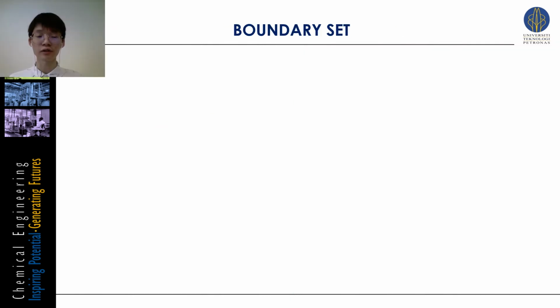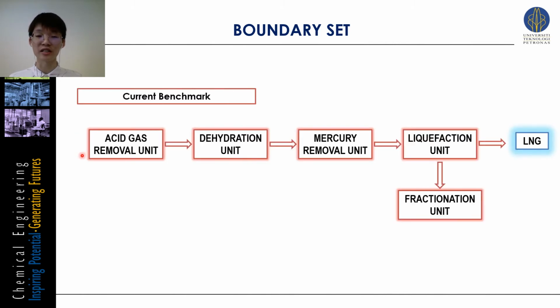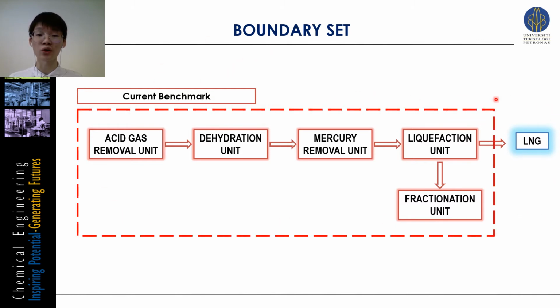Right now, let us look into how an LNG plant actually looks like. So basically, this is the flow of an LNG plant. We have the AGRU, dehydration unit, mercury removal unit, liquefaction, and we produce our LNG. So for the current benchmark, the boundary set is actually at all of this region. It means that it's from the beginning till the end. But is it valid because we are just looking at the AGRU? My answer would be no.